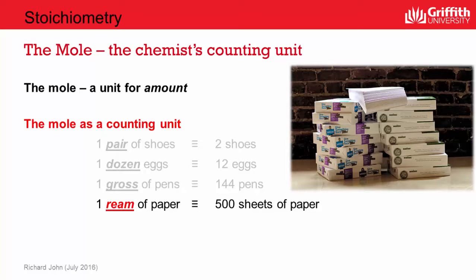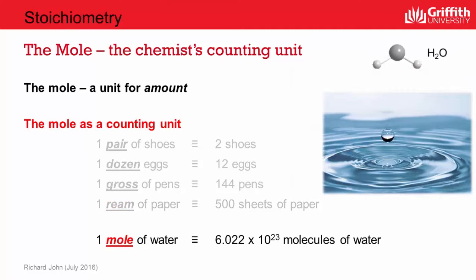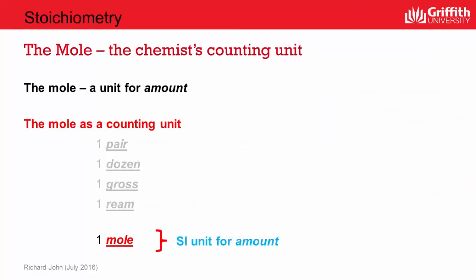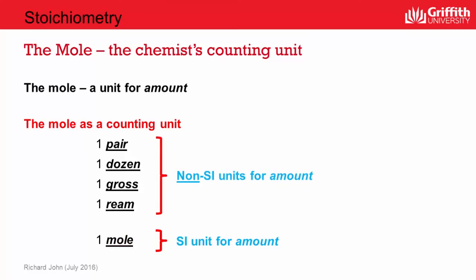And these are all convenient counting units that we use to quantify large or relatively large numbers of objects. In chemistry, we use the mole to quantify large numbers of objects. 1 mole of water would be equivalent to 6.022 by 10 to the 23 molecules of water. The mole is the SI unit for the amount. As I said, it's a counting unit. These other counting units are valid counting units as well. They just don't happen to be the standard recognised SI unit for quantifying amount.